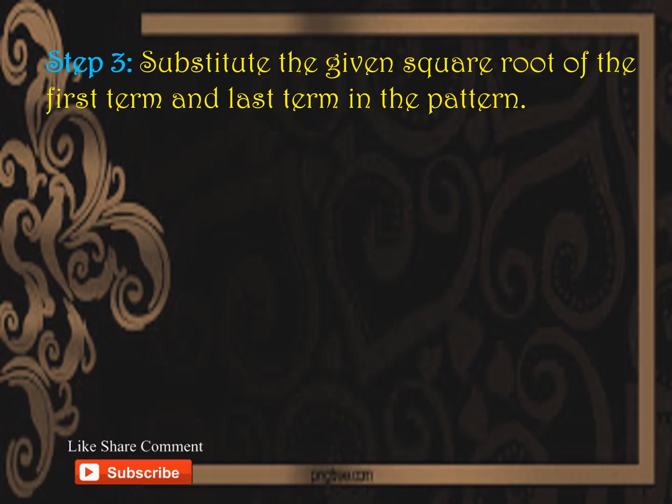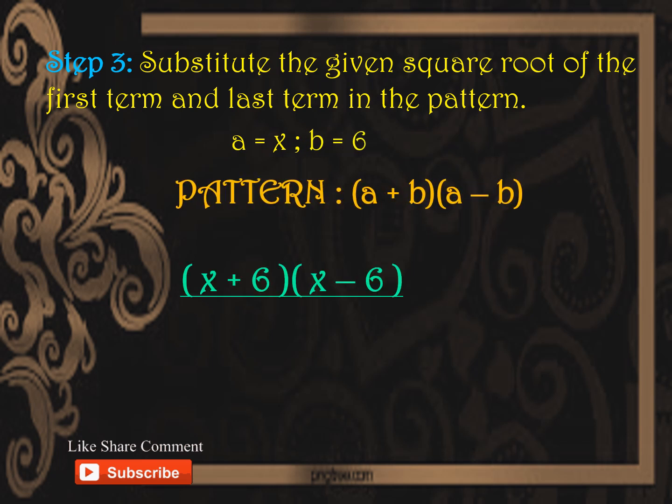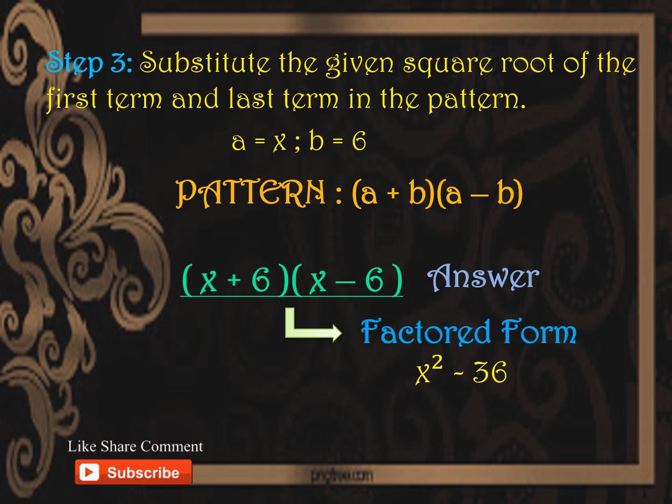Step 3, substitute the square root of the first term and the last term in the pattern. So we have a equals x and b equals 6. Using the pattern, we will have quantity x plus 6 times quantity x minus 6. So it is the factored form of x squared minus 36.